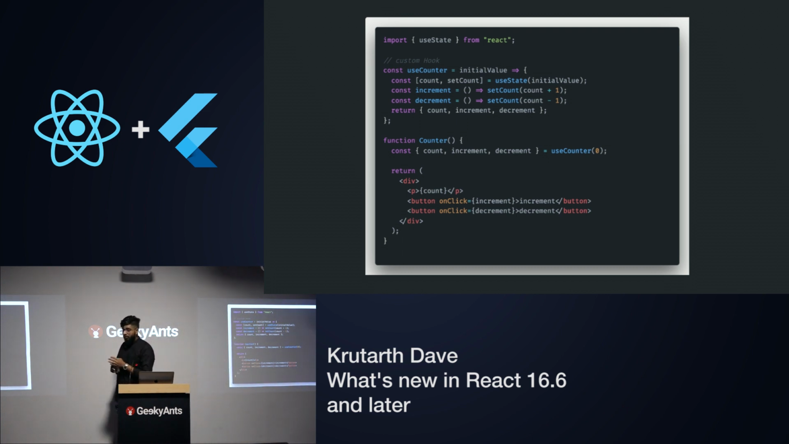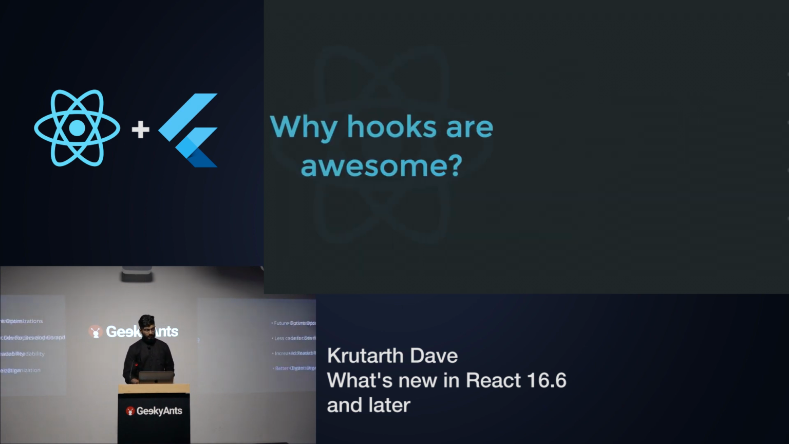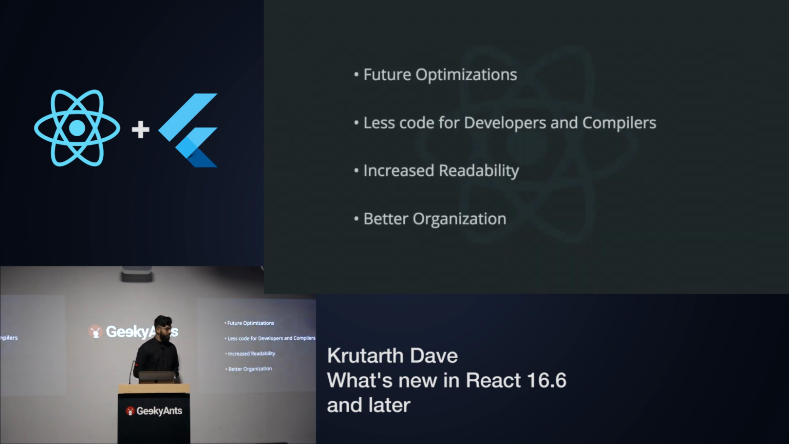You can think about what you would have done if this were a class component. It would be maybe 50 lines of file, because that's how you manage everything. And this is the reason that hooks are awesome, because of feature optimization. As we literally see how the code gets reduced, and it's less code for developers and compilers as well. It's increased readability and better organization.